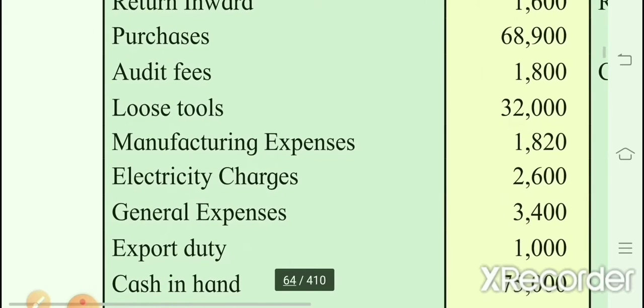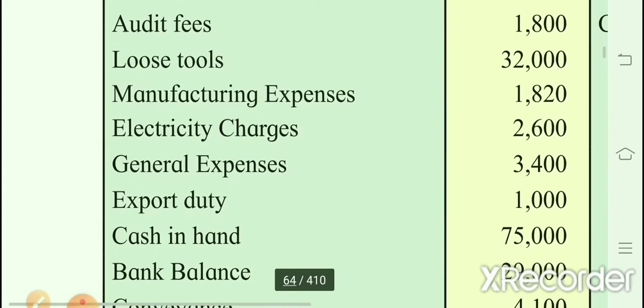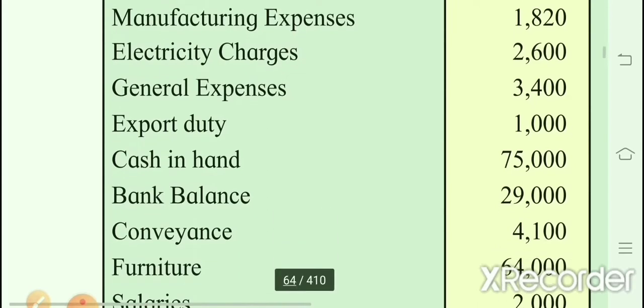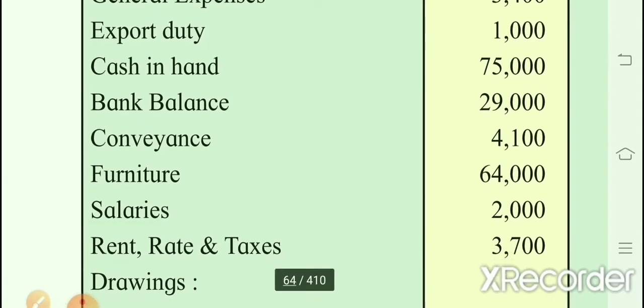Loose tools. It will be written on asset side. Manufacturing expenses, debit side of trading account. Electricity charges, debit side of profit and loss account. General expenses, debit side of profit and loss account. Export duty, debit side of profit and loss account. Cash in hand on asset side. Bank balance on asset side. Conveyance on debit side of profit and loss account.